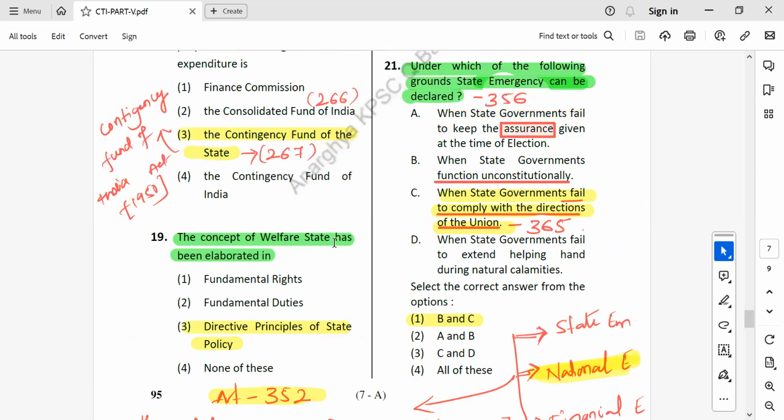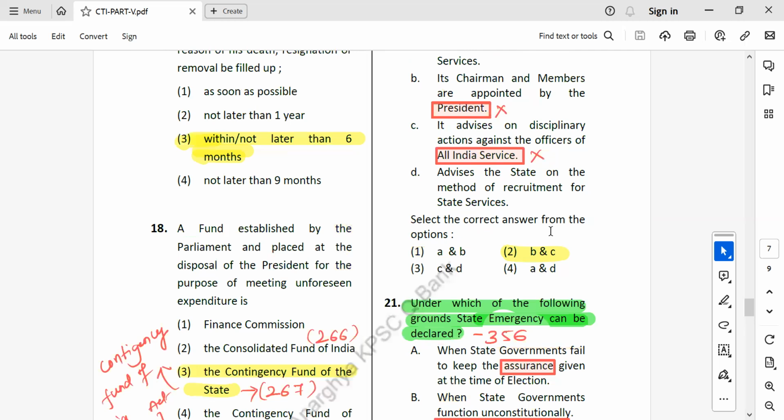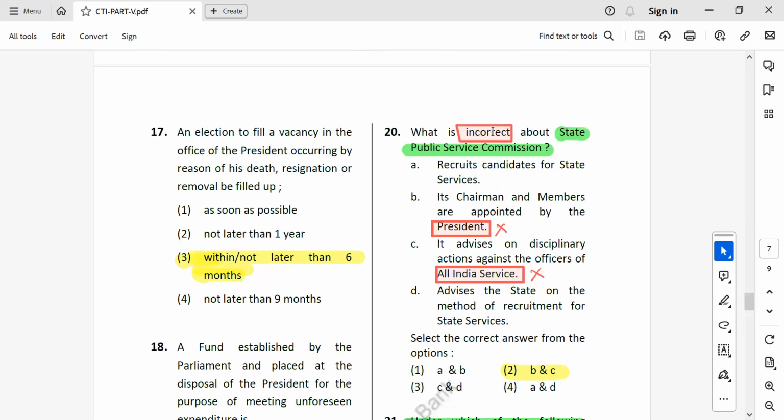So it's a very important DPSP, and make sure that whenever you see the question, you circle it, because we may skip and we may mark it wrong.